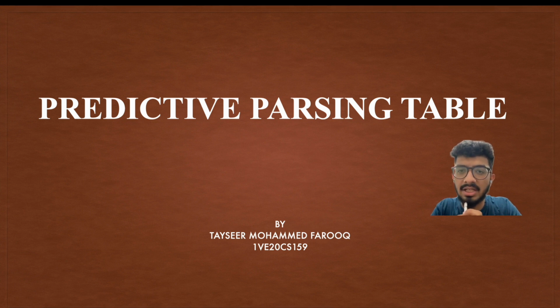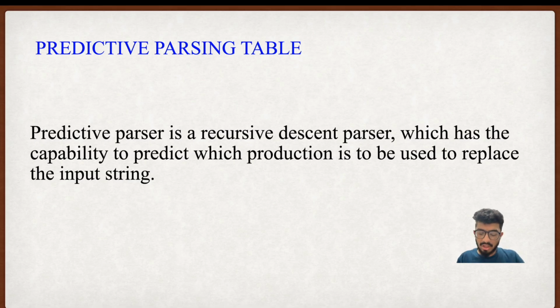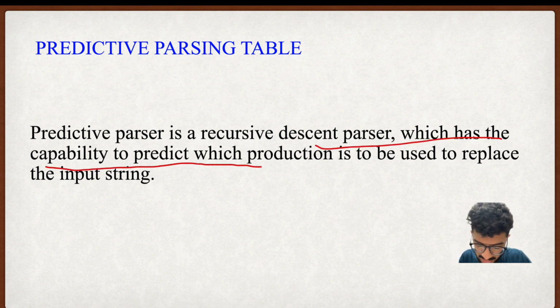So today my topic is predictive parsing table. Without any further ado, let's understand what we mean by a predictive parsing table, and we will subsequently be solving a problem. A predictive parsing table is a recursive descent parser which has the capability to predict which production is to be used to replace the input string.